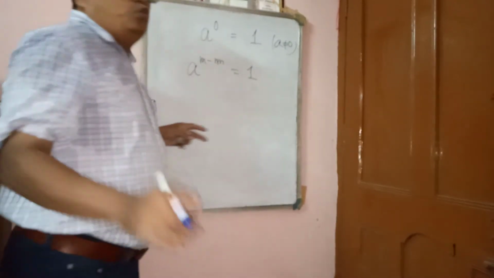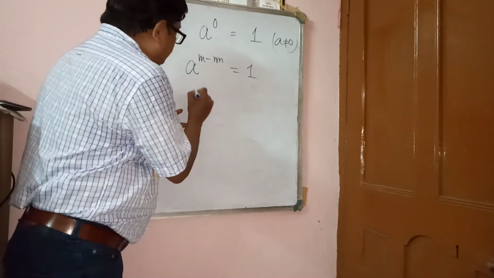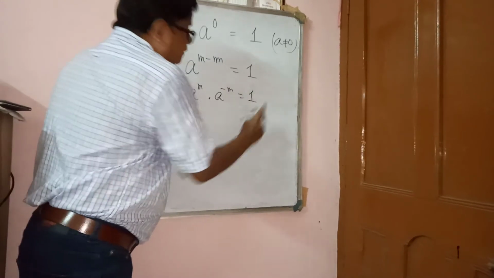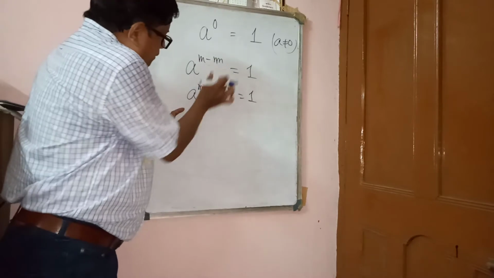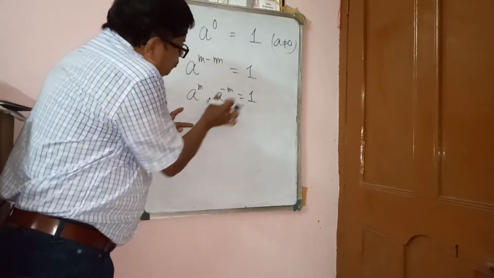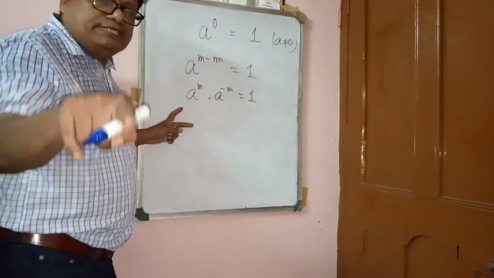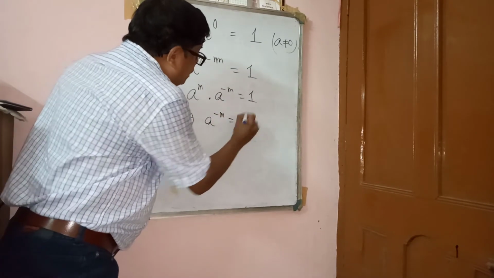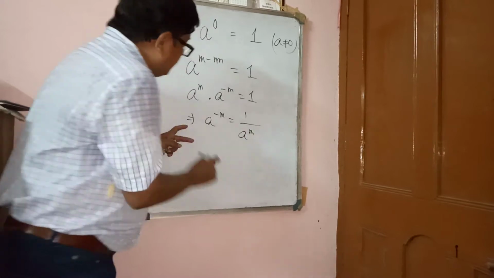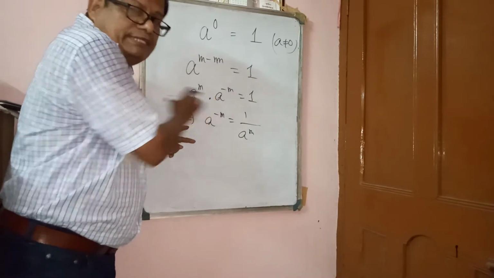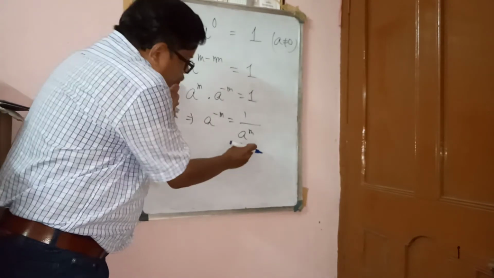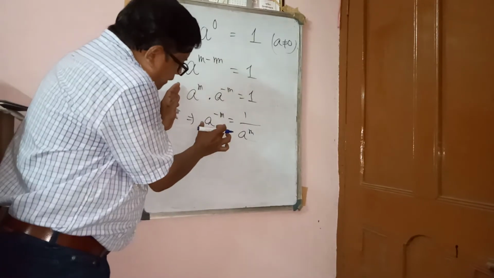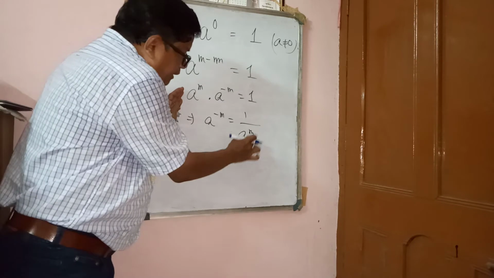Now according to the indices rule, we can write a to the power m into a to the power minus m equals 1. Yes? So we can write, taking a to the power m to the other side, 1 by a to the power m. So a to the power minus m equals 1 upon a to the power m.